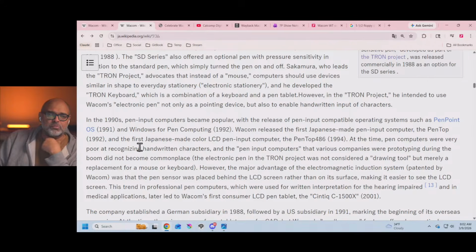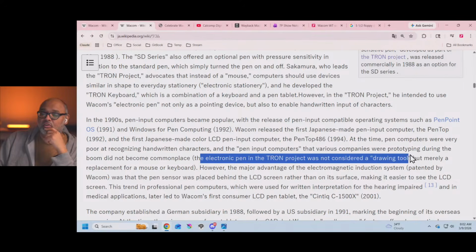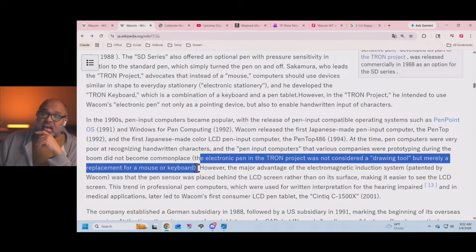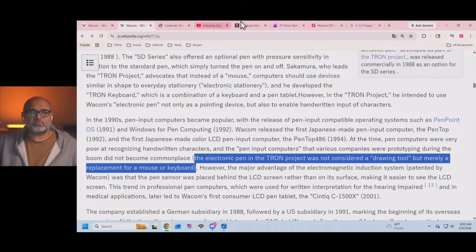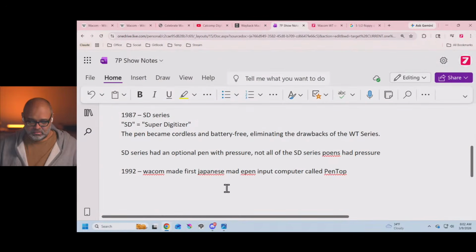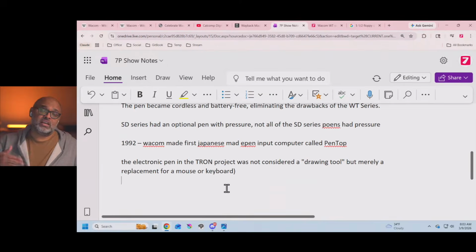At the time, pen computers were very poor at recognizing handwritten characters. Yeah, I remember that. Pen input computers were prototyped during the boom but did not become commonplace. The electronic pen in the Tron project was not considered a drawing tool, but merely a replacement for the mouse or keyboard. That's actually important, right? It just goes to show you that people didn't think about the artistic part of this. And you'll see how it comes about.